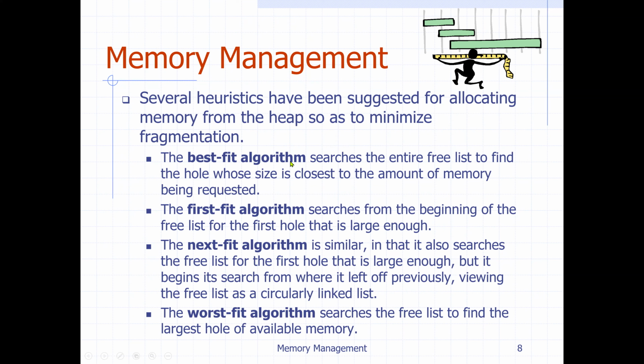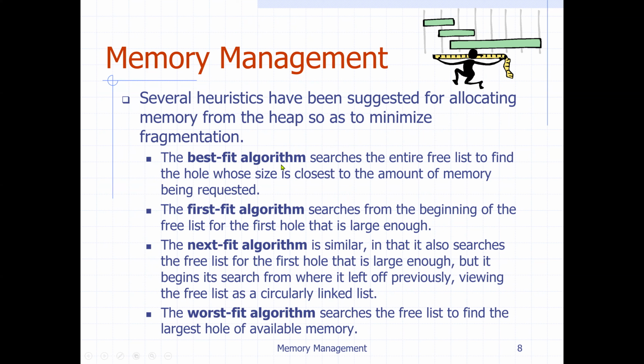Several heuristics have been suggested for allocating memory from the heap, and the goal is to minimize fragmentation. These are a few of the algorithms, and they are discussed in many operating system textbooks. For example, we have the best fit algorithm, the first fit algorithm, the next fit algorithm, and also the worst fit algorithm. So let's go through one at a time.